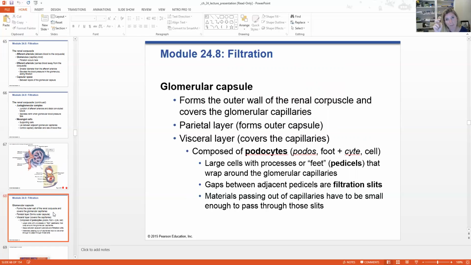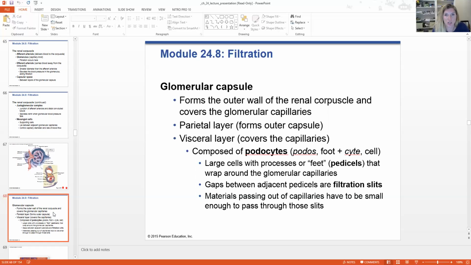The cells fit around each other, and there are gaps or spaces in between. Those are called the filtration slits. The filtration slits are the sites of filtration. So you can imagine that the blood flowing into this glomerulus is going to hit the walls of the capillary, and anything that can leave will leave through those filtration slits. Materials will pass out of that capillary, but they have to be small enough to fit through those filtration slits.